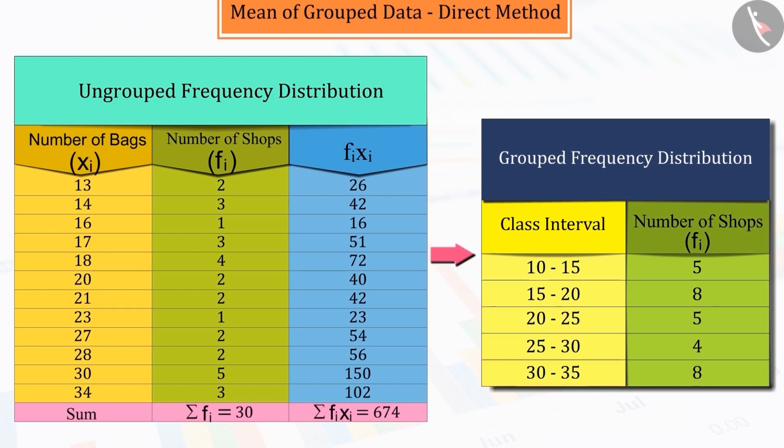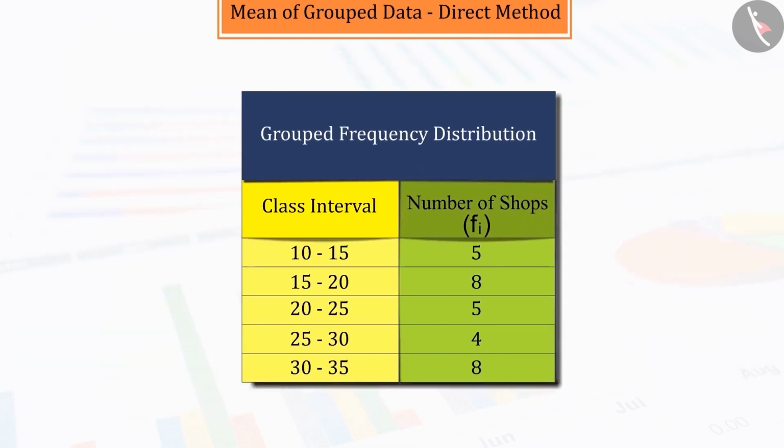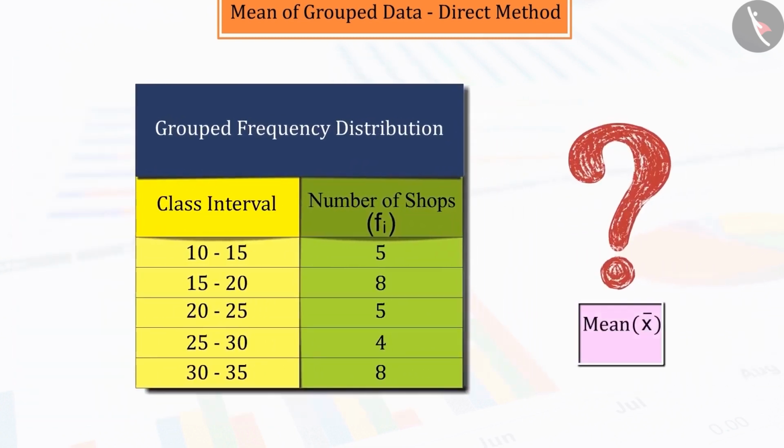But keep in mind, while allocating the frequencies of class intervals, the observation falling in the upper class limit of any class interval is taken in the next class interval. We can tell that in the class interval 10 to 15, there will be 5 shops. In 15 to 20, there will be 8 shops. And in the last interval of 30 to 35, there will be 8 shops. And on this basis, we construct a grouped frequency table.